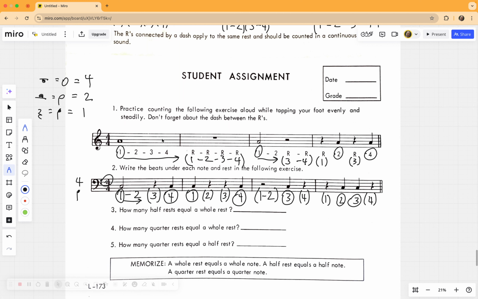So, good job. If you were following along with that and you make your paper look like this, excellent. Okay? Remember, we're talking about whole notes or whole rests equaling 4, half rests or half notes equaling 2 beats, quarter rests or quarter notes equaling 1. So now the question number 3.